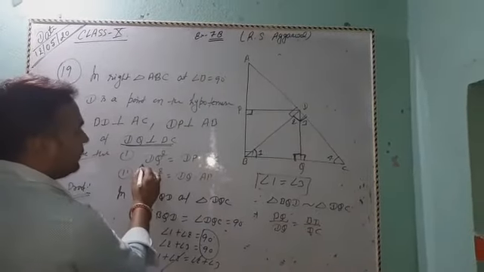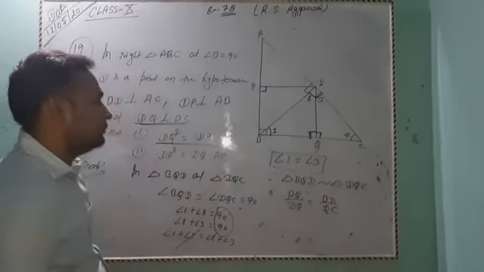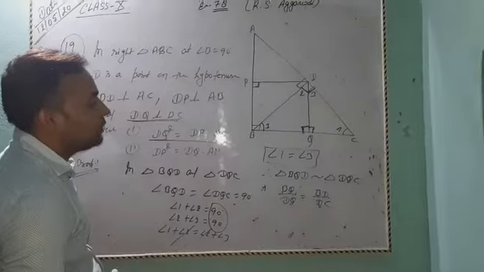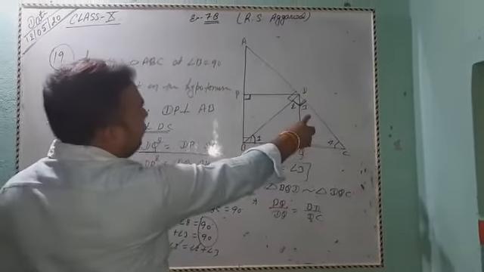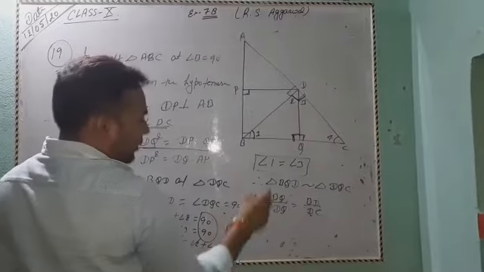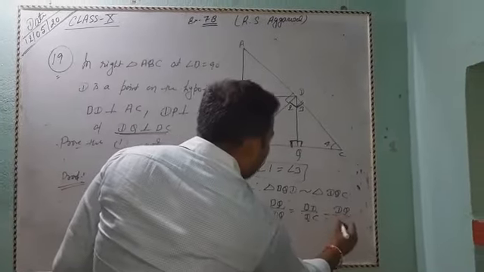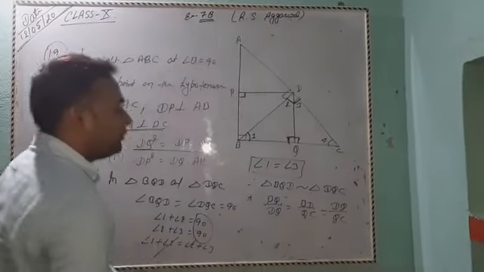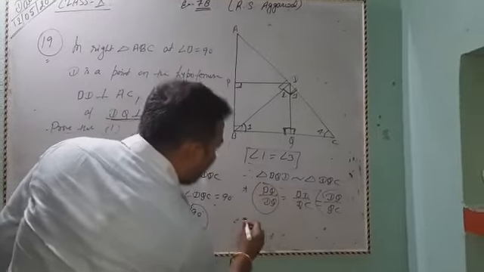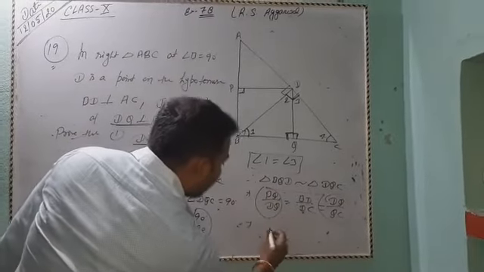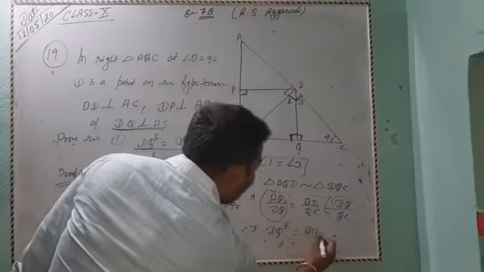Prove that DQ square equal to DP into QC. DQ square. So BQ by DQ equal to DQ by QC. Okay. So these two, by cross multiplication, DQ square equal to BQ into QC.